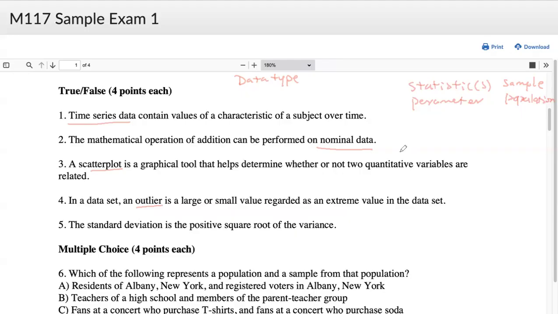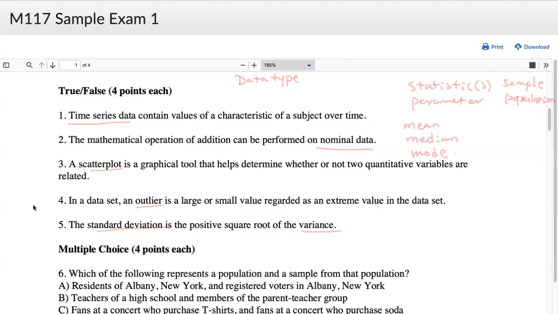And then we need to know how to measure the center, the median, mean. We need to know how to calculate them, how to find them, mode. And of course, we need to know how to calculate the variance and standard deviation. Okay.